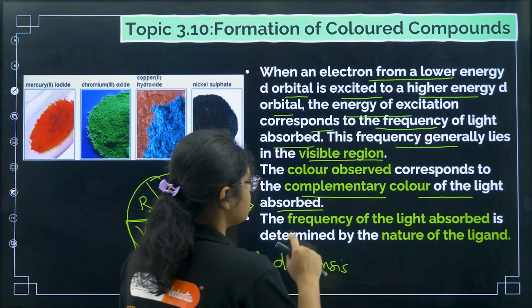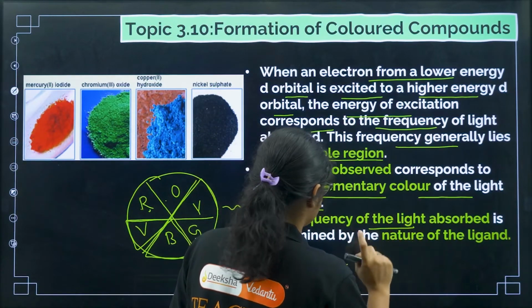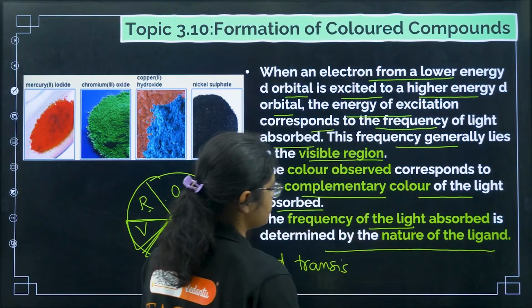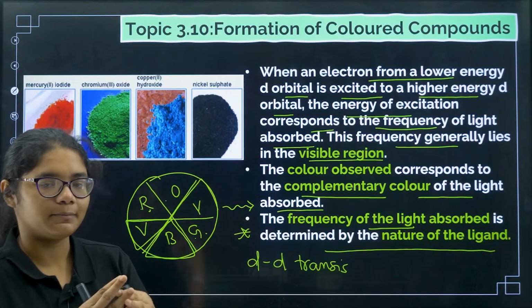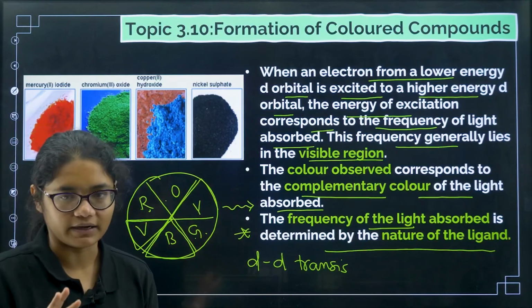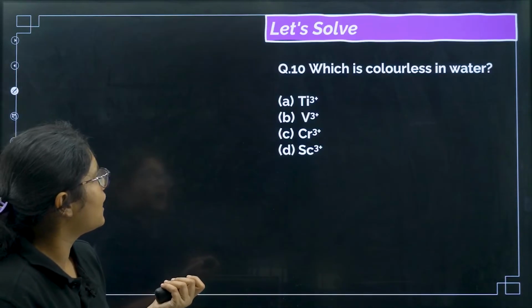Now the frequency of the light absorbed is determined by the nature of the ligand. This you will understand in coordination chemistry: which frequency of light will be absorbed depends on the ligands attached to the metals, okay. Fine. Now coming to a question.